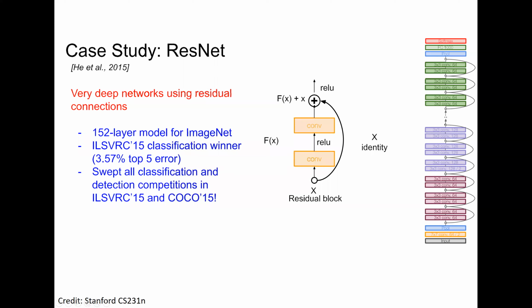Okay, let's talk about how ResNet became so deep. It used something called residual connection. And it could stack 152 layers, and it won the 2015 image classification, and it swept all classification and detection competitions in ImageNet and COCO datasets. So this is a simple description of what a residual block looks like.